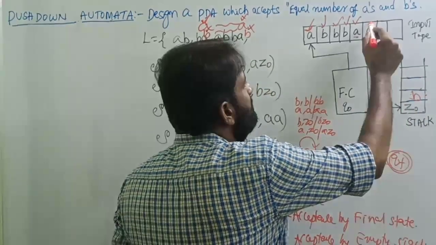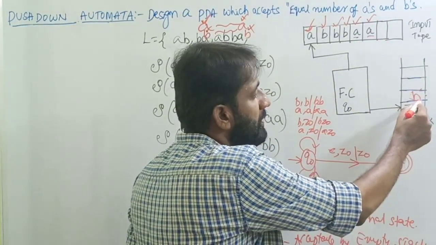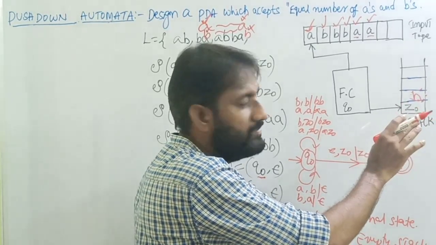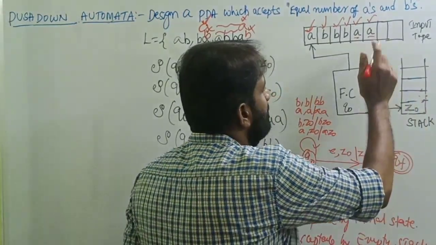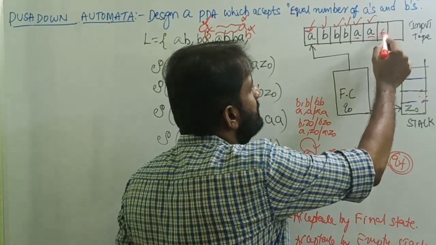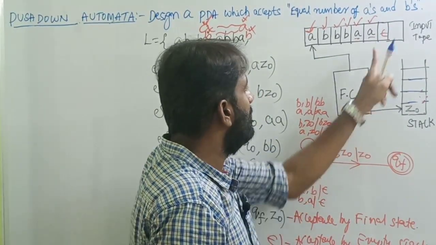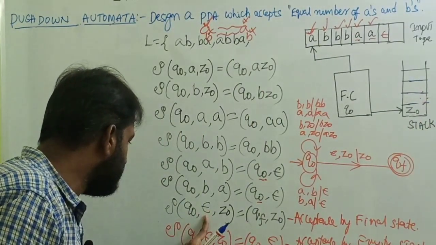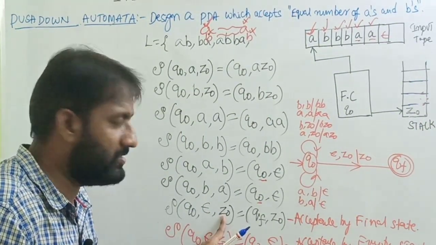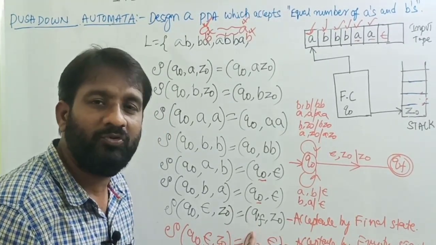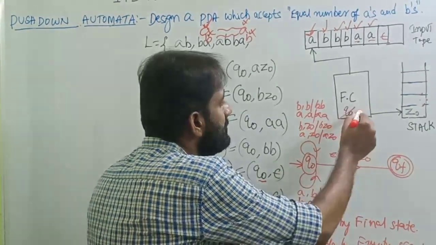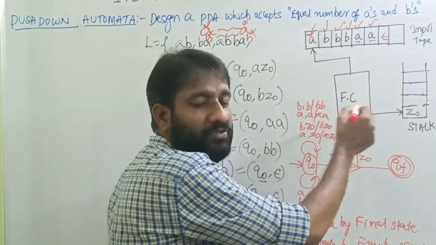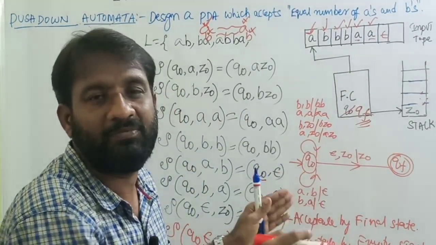Then the next symbol is A, top of the stack is B. They are different symbols, so do the pop operation from the stack. Then no symbol is there, so what symbol exists? Epsilon. So Q0, epsilon, comma, top of the stack is Z0. So move to the final state without doing any operation on the stack, so it is QF. So after reading all input symbols in the string, the machine entered the final state, hence we can say the string is accepted by final state.